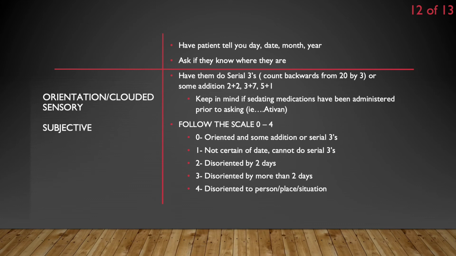Can they count backwards from 20 by 3? Or can they do 2 plus 2, 3 plus 7, 5 plus 1? These are simple mathematics. If they can't perform these, then perhaps something is wrong.